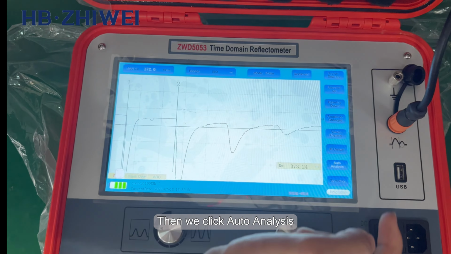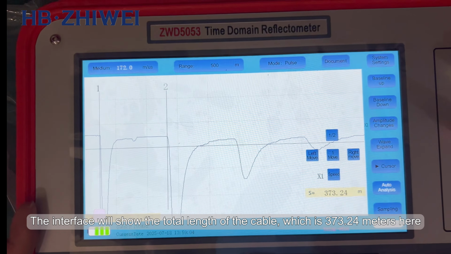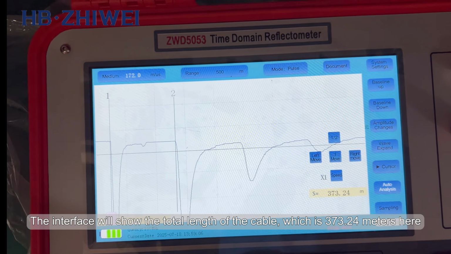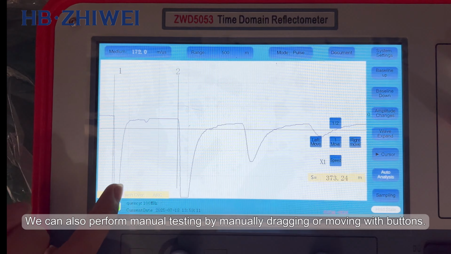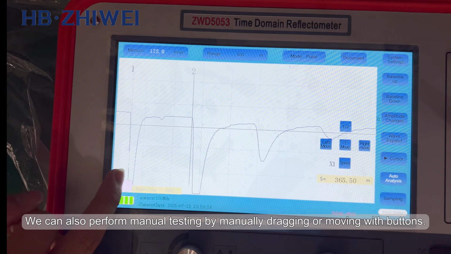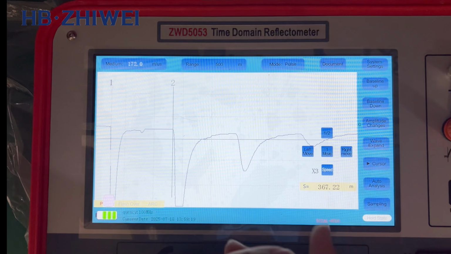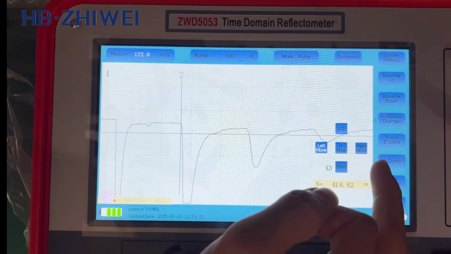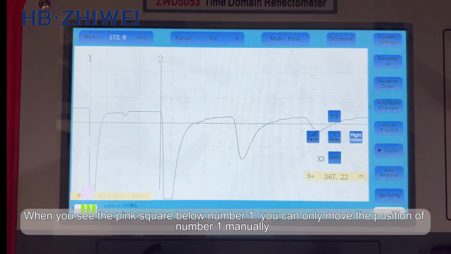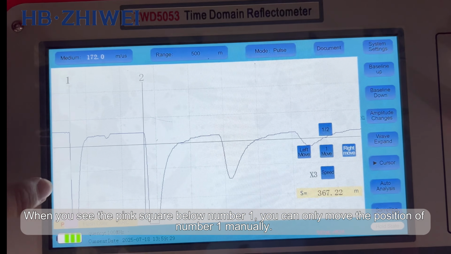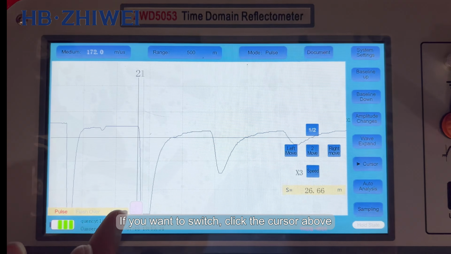Then we click Auto Analysis. The interface will show the total length of the cable, which is 373.24 meters here. We can also perform manual testing by manually dragging or moving with buttons. When you see the pink square below number 1, you can only move the position of number 1 manually. If you want to switch, click the cursor above.